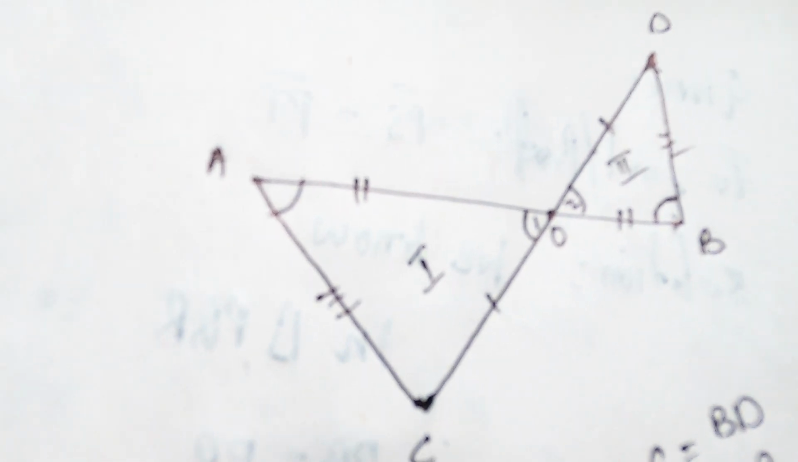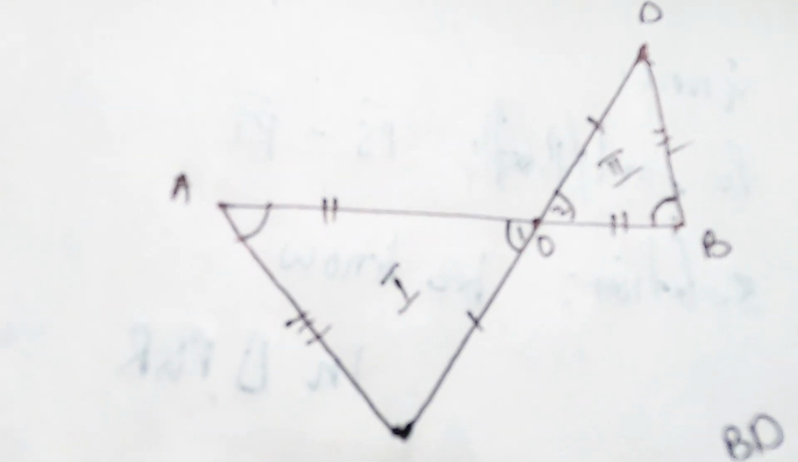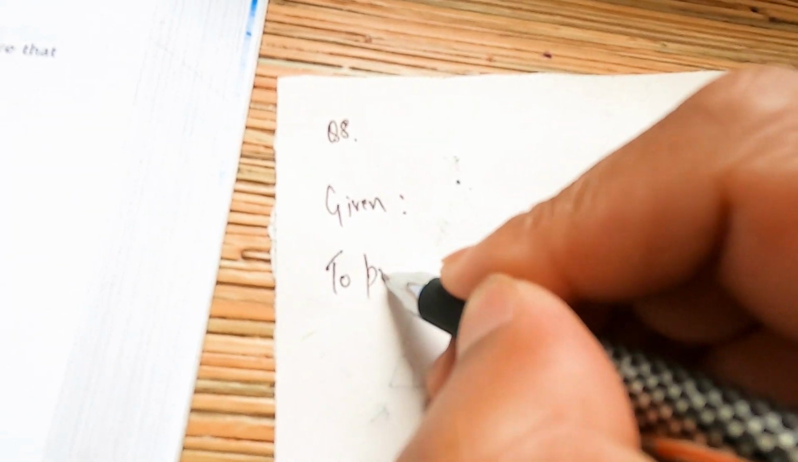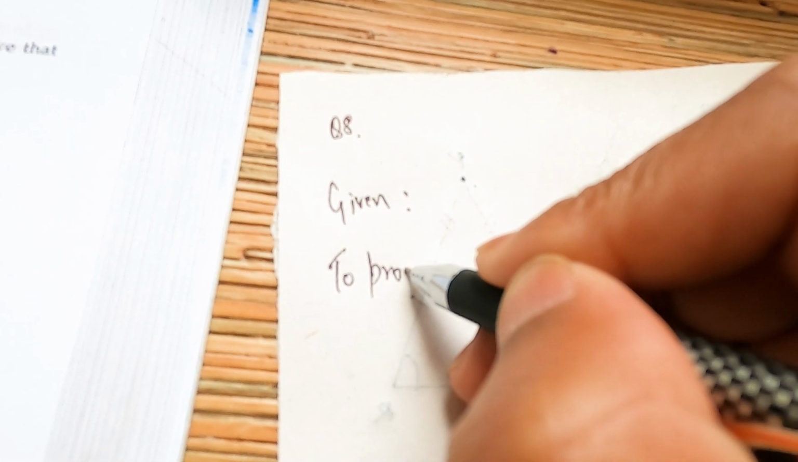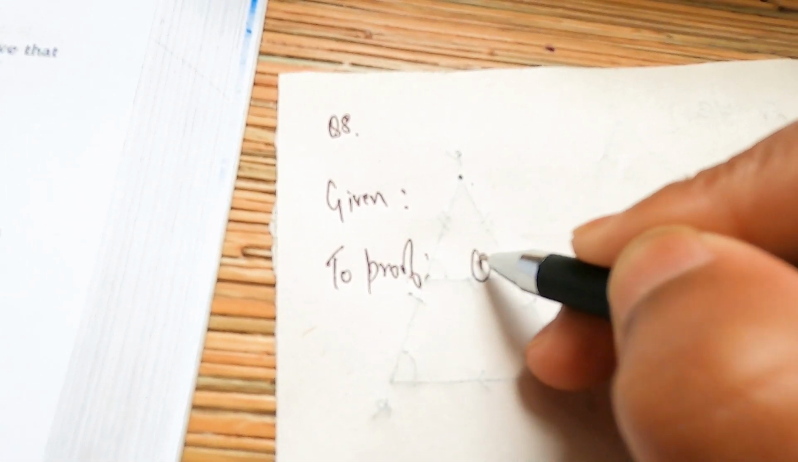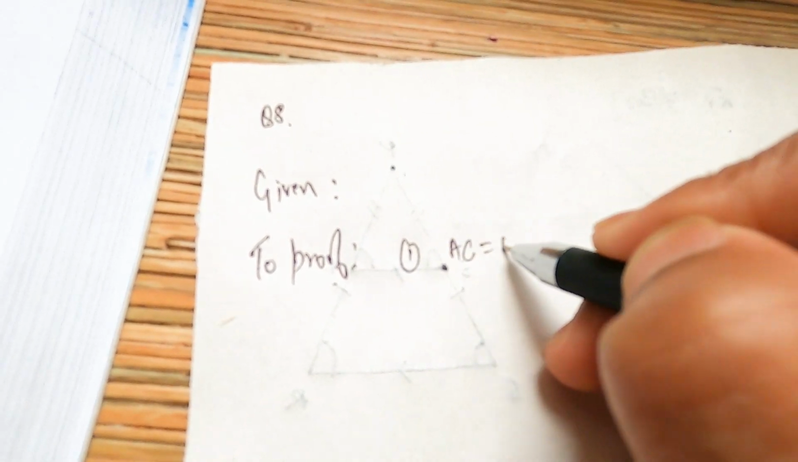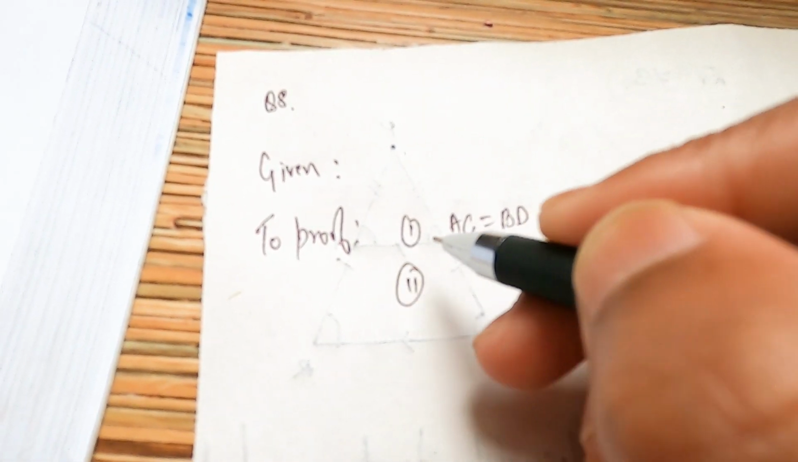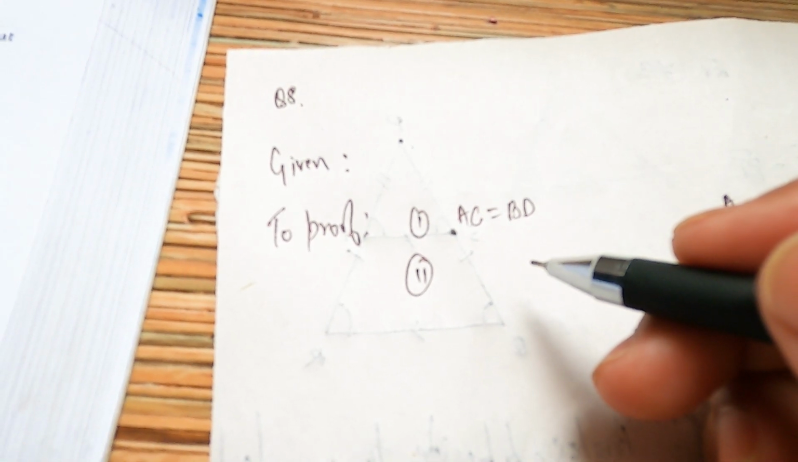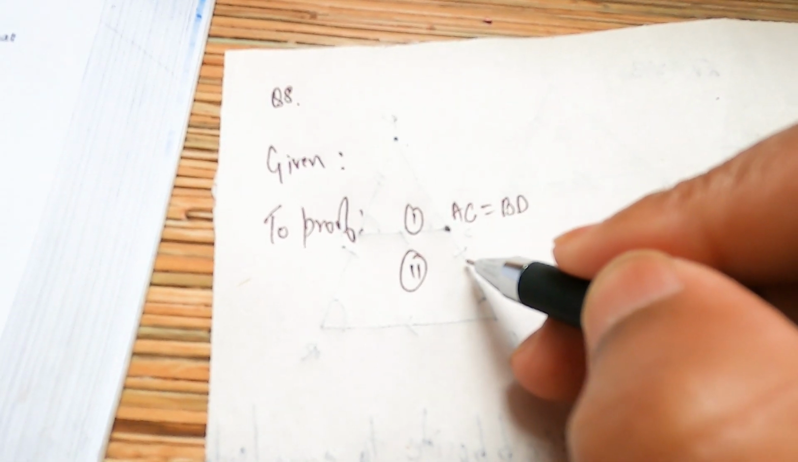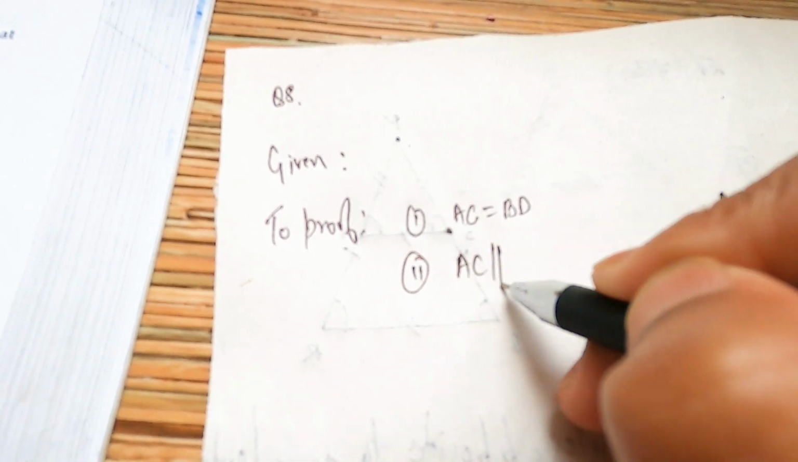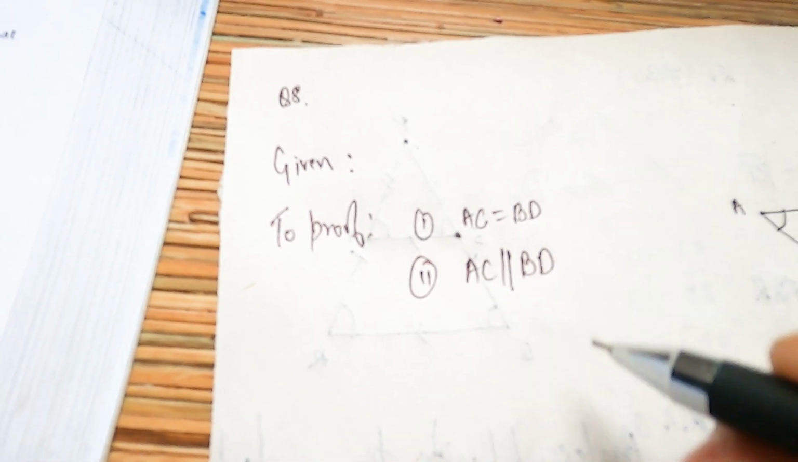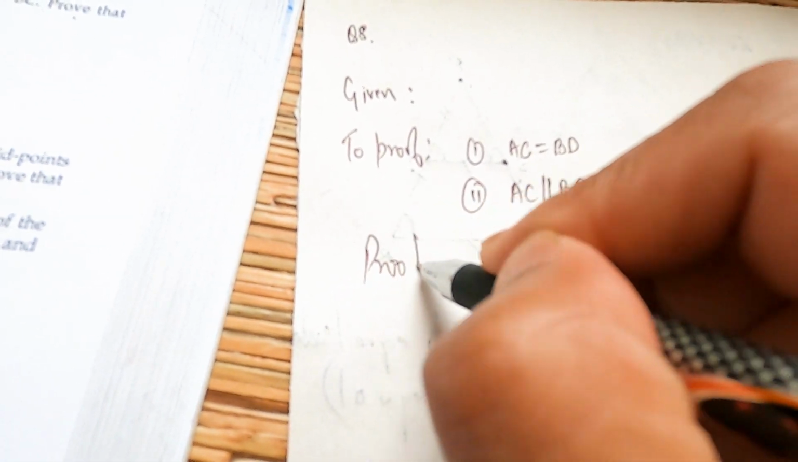All right, so let us write the written portion now. Given, you will note it down by yourself. Then to prove: number 1, we have to show that AC is equal to BD, and number 2, we have to show that AC is parallel to BD. All right, so proof.